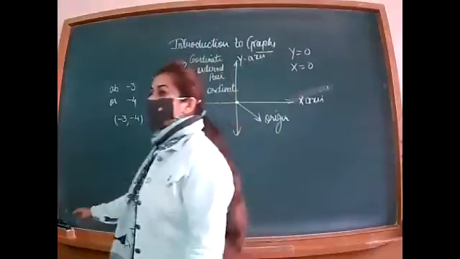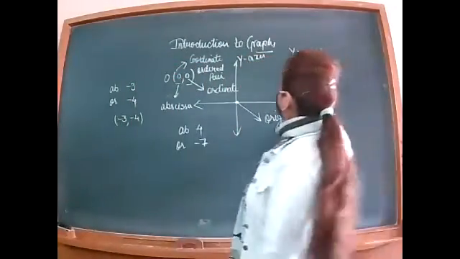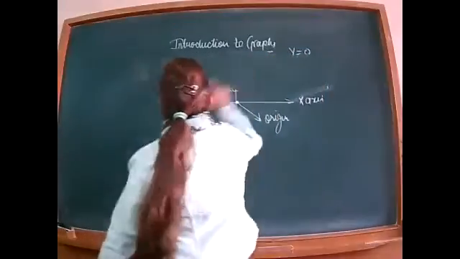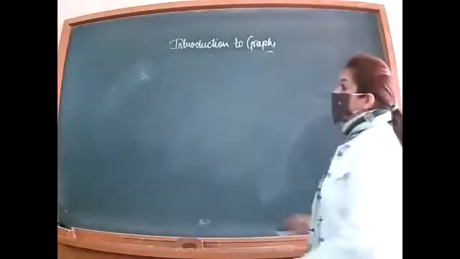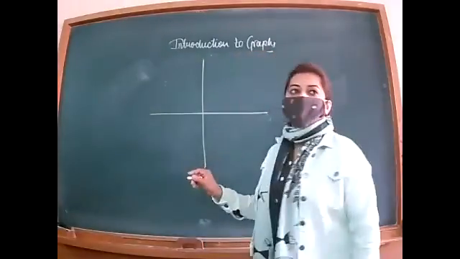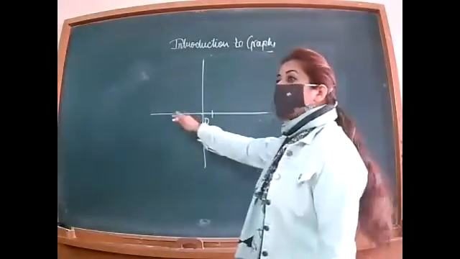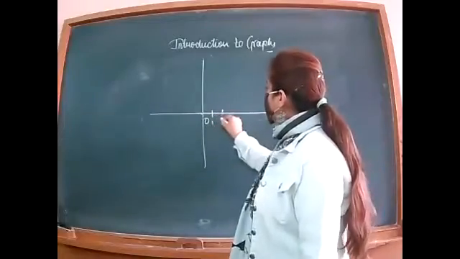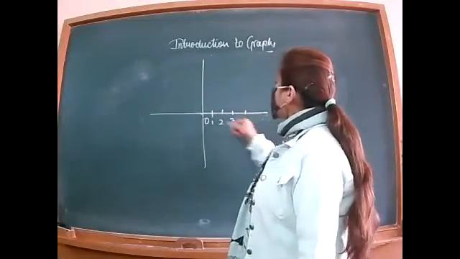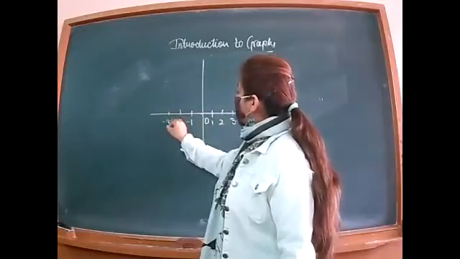Equation of x-axis is y equal to 0. Equation of y-axis is x equal to 0. Now, how to plot a point on your coordinate axis? Firstly, you will draw the coordinate axis. This point is called origin O. On the right side of this line, you will write the positive point. On the left side of this line, you will write negative coordinate.